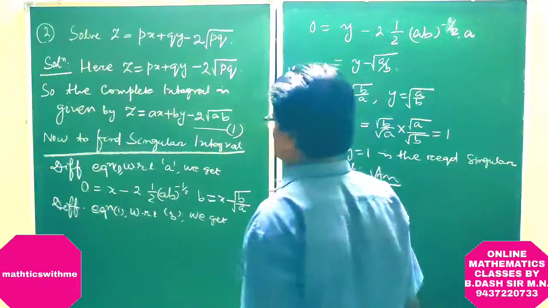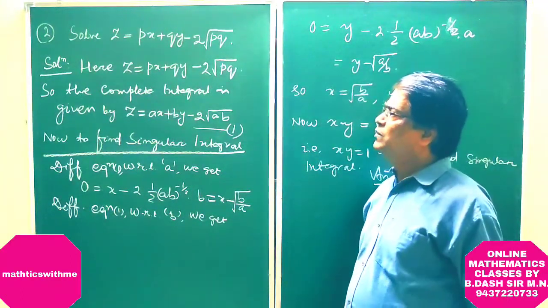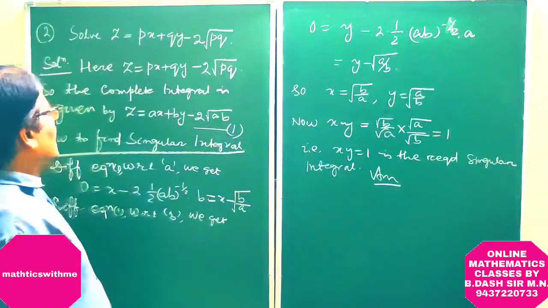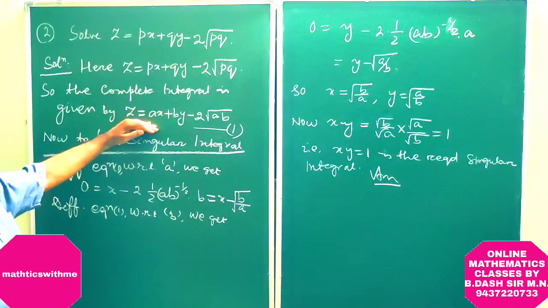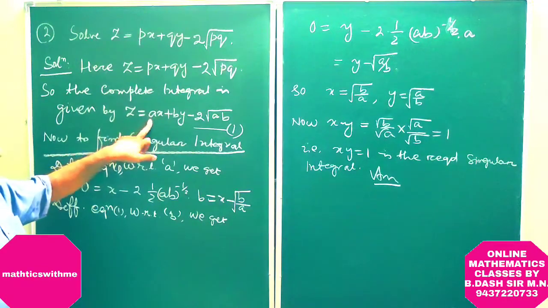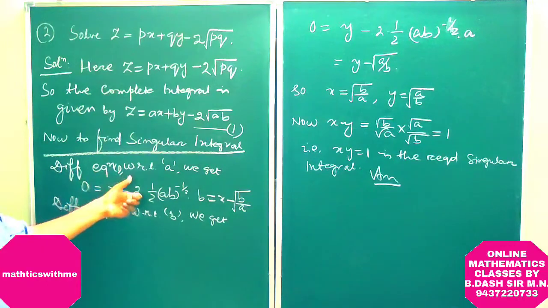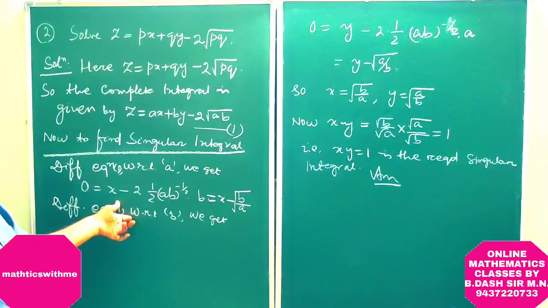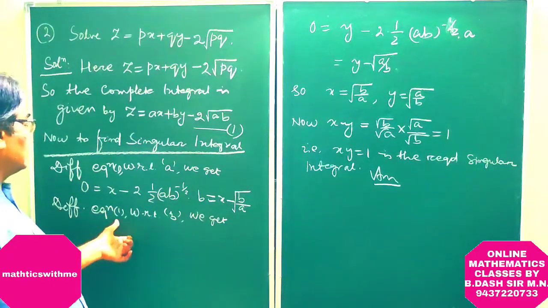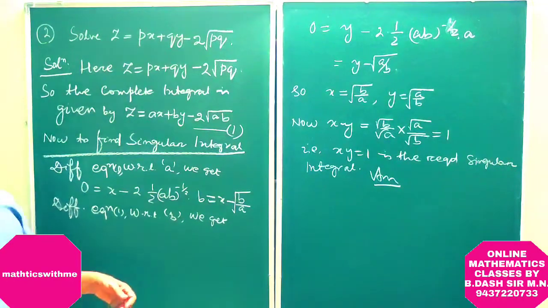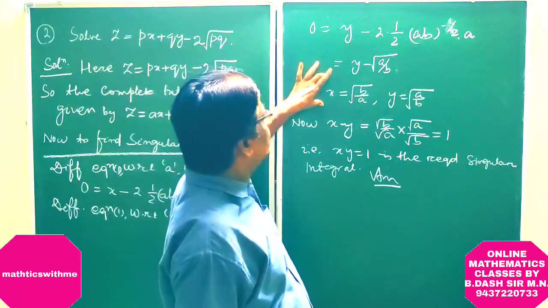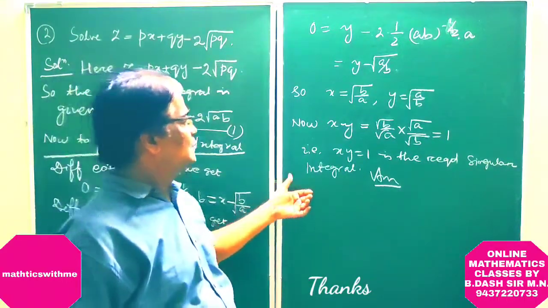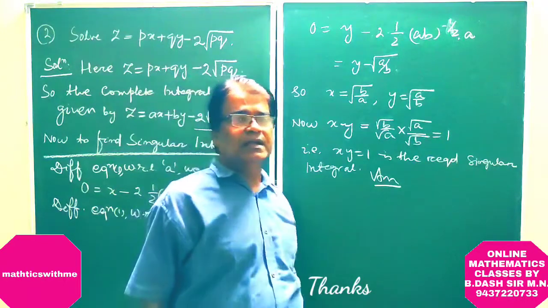Here the question is, we have to solve z is equal to px plus qy minus 2 root over pq. Now this is the complete integral. We have got it by replacing p by a, q by b. Differentiating equation 1 with respect to a, we get this expression, and differentiating equation 1 with respect to b, we get this expression, from which we get x is equal to root over of b by a, y is equal to root over of a by b. Multiplying, we get xy is equal to 1, which is the required singular integral.